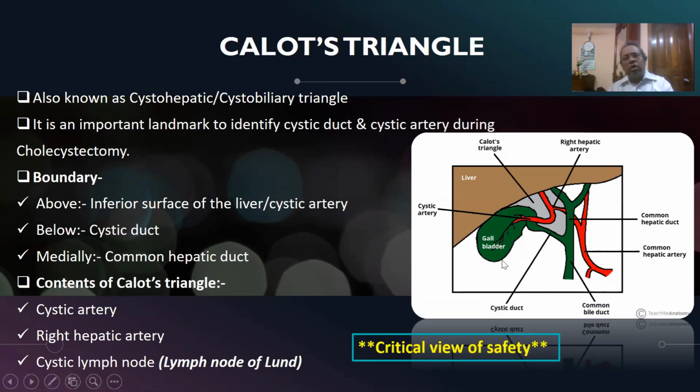Nowadays, don't say Kellogg's triangle. Nowadays it is called the hepatocystic triangle. Hepatocystic triangle. That means this the cystic duct, this the liver, and this the common hepatic duct.